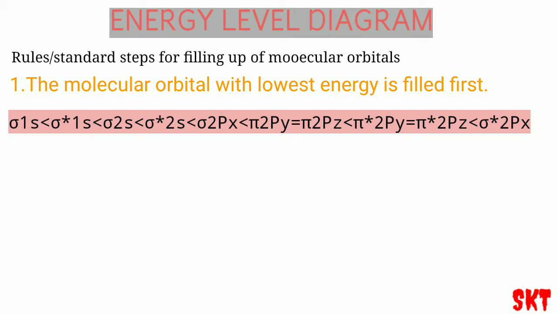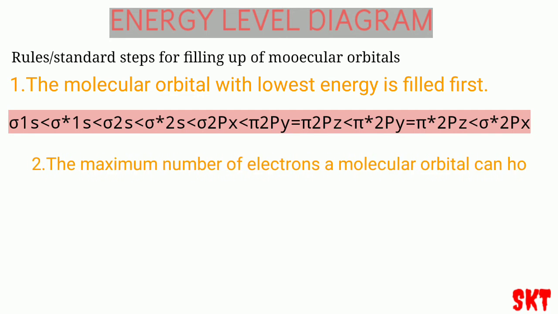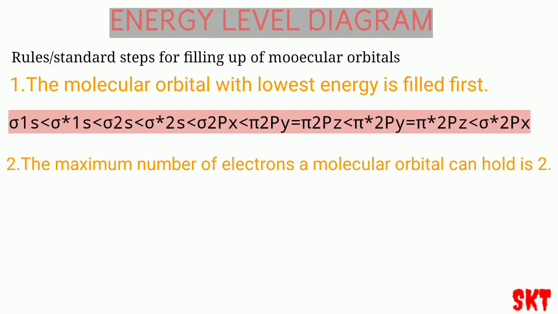And the second step, the maximum number of electrons a molecular orbital can hold is only 2, and that too with the opposite spin. That means, for example, in sigma 1s, the maximum number of electrons is 2, that too with the opposite spin, plus half and minus half.